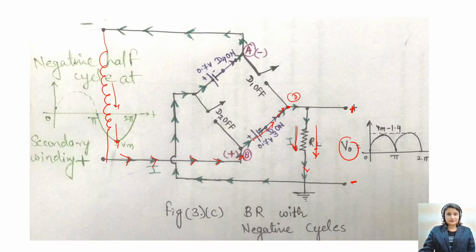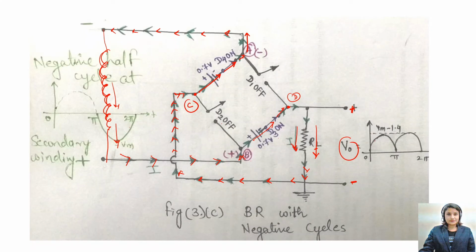Now the current flows through RL. It will go through this wire. This current will move towards the point C, the node C. It will never come in D2 because no path is there. Your D4 diode is ready to allow the current to flow, and through A point it will go back to the secondary winding. So this is how the current flows through D3 and D4 diodes in negative cycles.